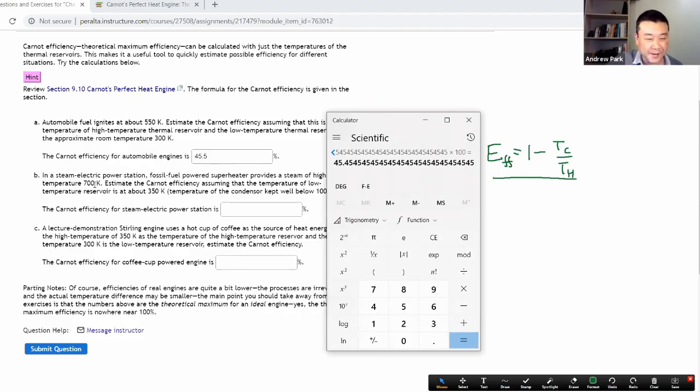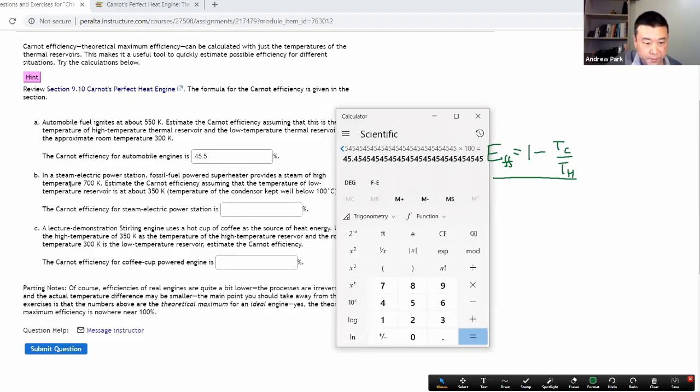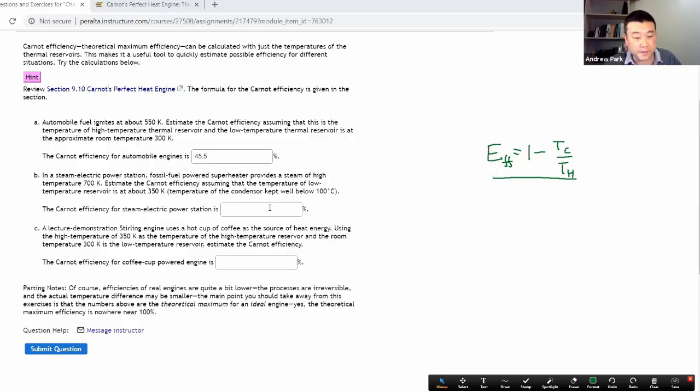That means a lot of waste heat that has to be there by fundamental laws of physics. Okay, steam. It says the high temperature is 700 Kelvin, and the low temperature reservoir is 350 Kelvin. So that's, I guess, a little bit below the boiling temperature of water. All right, let me do the calculation. 1 minus the cold, 350, divided by the hot, 700. Oh, that's going to give me 0.5. Yeah, okay, so that's 50%.